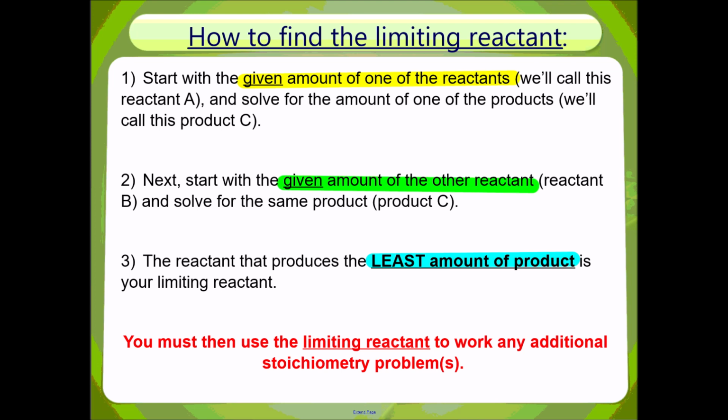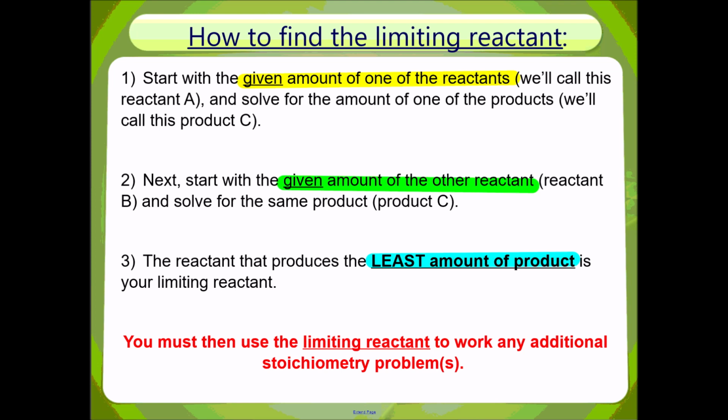How to find the limiting reactant? First, you will start with the given amount of one of the reactants. We'll call this reactant A, and solve for the amount of one of the products. We'll call this product C. Next, start with the given amount of the other reactant, reactant B, and solve for the same product.